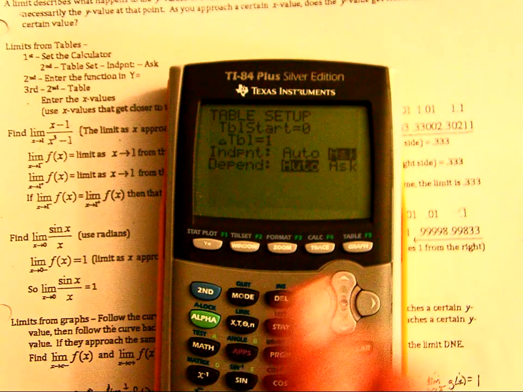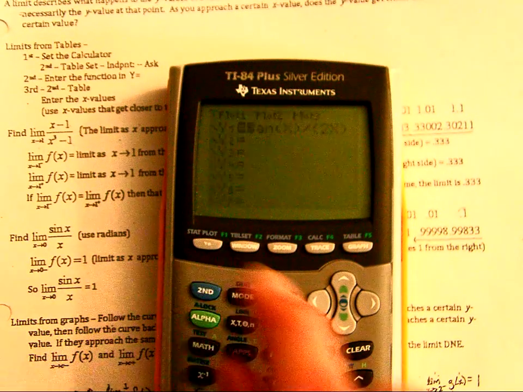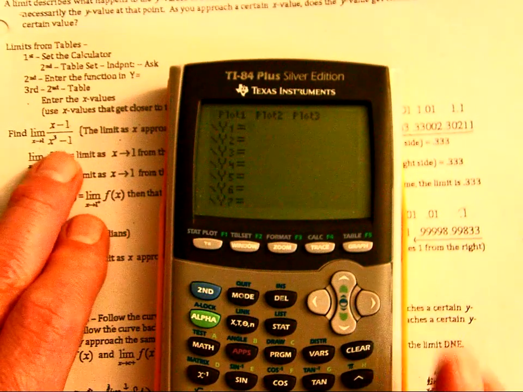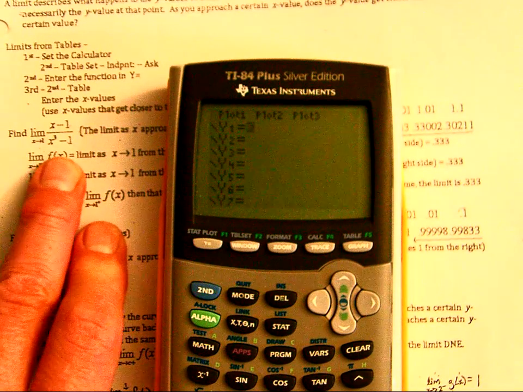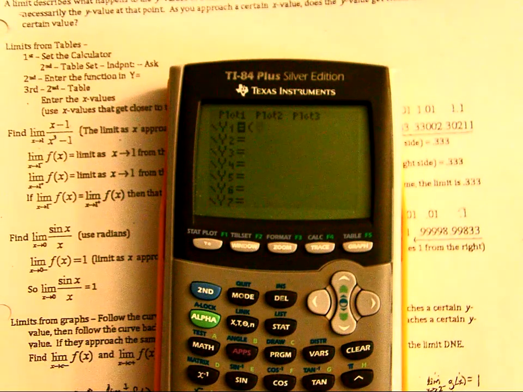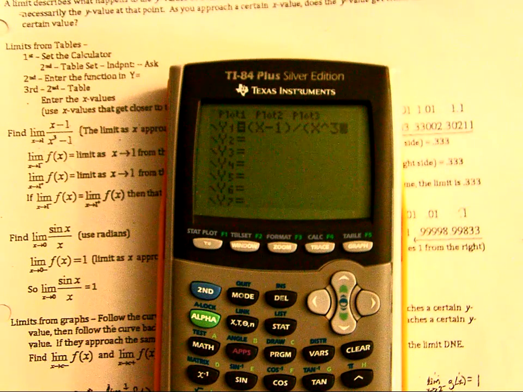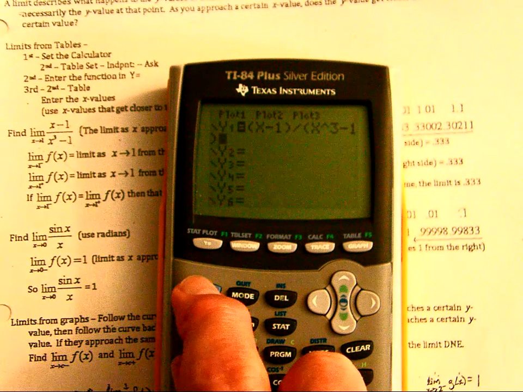Now, next we need to put our function in there. So we're going to go to y equals, and we're going to put in that function x minus 1 over x cubed minus 1. So I'm going to put in parentheses, make sure the top is in parentheses when it's got multiple things up there, x minus 1, close the parentheses, divided by, then start a new parentheses on the bottom. We have x to the third minus 1 and close the parentheses. So it should look like that. Now go to second table.